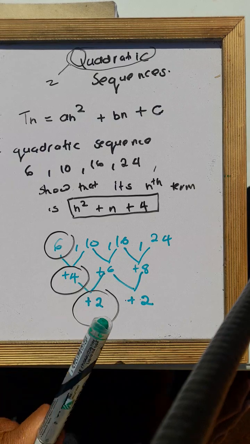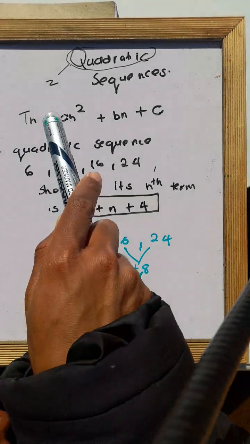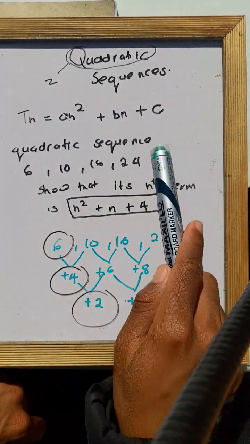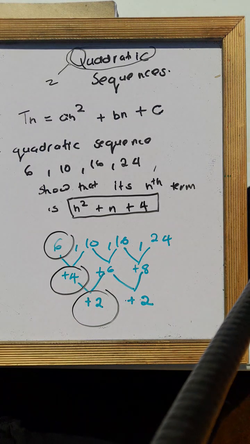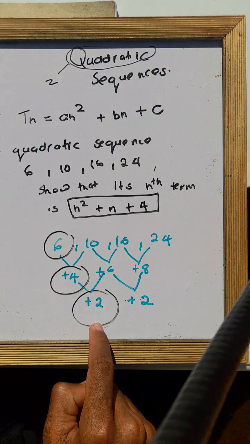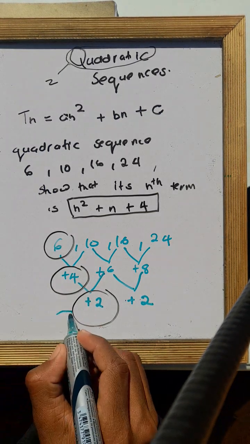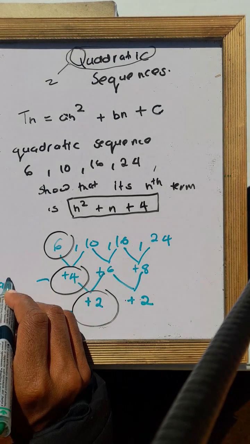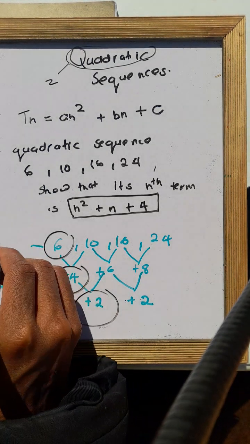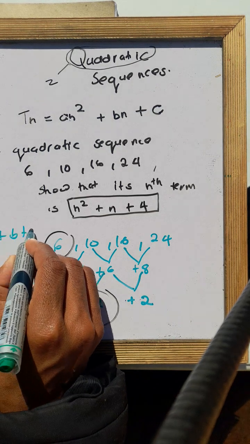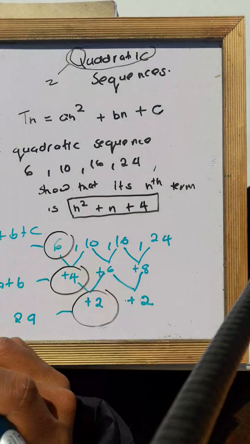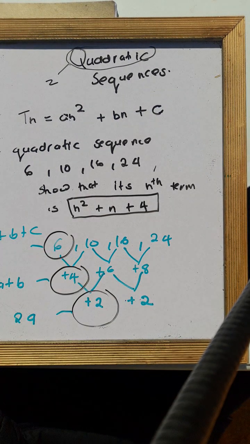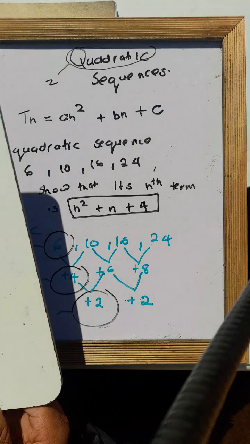So we have to look for a in this equation, we have to look for b, we have to look for c. How are we going to look for a? Let me go ahead and write 2a, then 3a plus b, then a plus b plus c. So I'm going to use these numbers. Let's start looking for a.